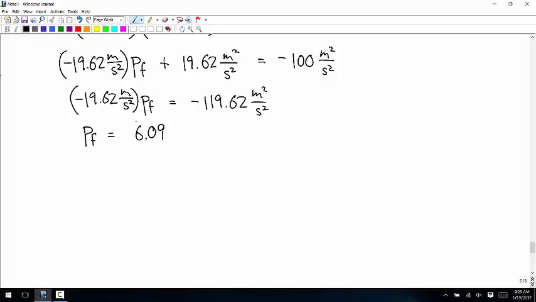6.09, and the units come out to be, when you divide meters squared per second squared by meters per second squared, you just get meters. And so the highest point is 6.1 meters, which is about 20 feet. Any questions about that process?